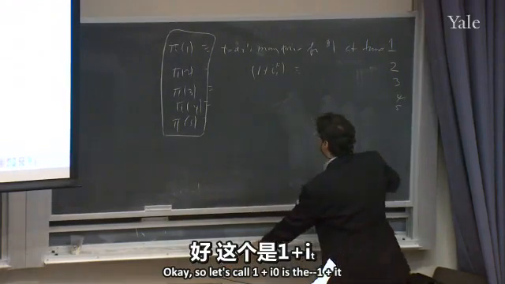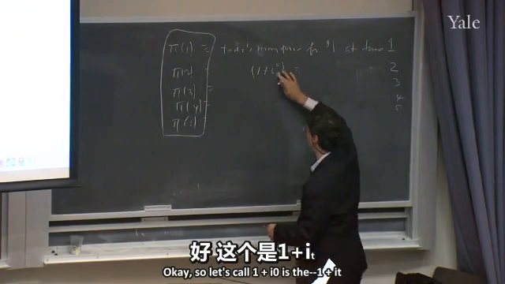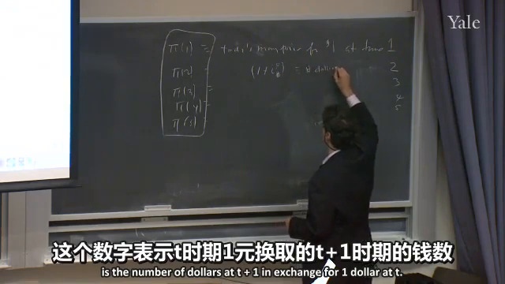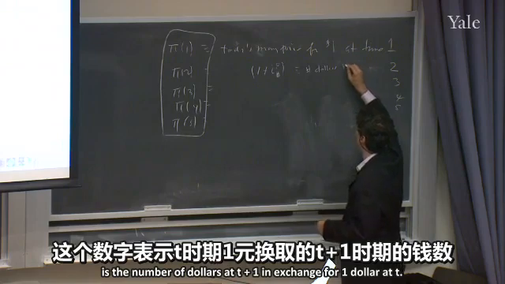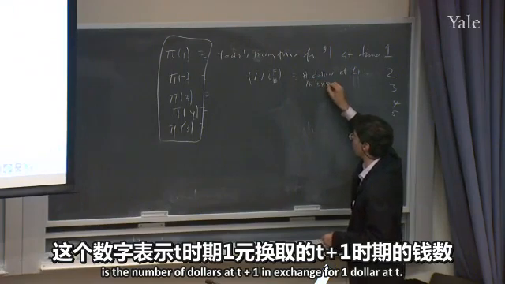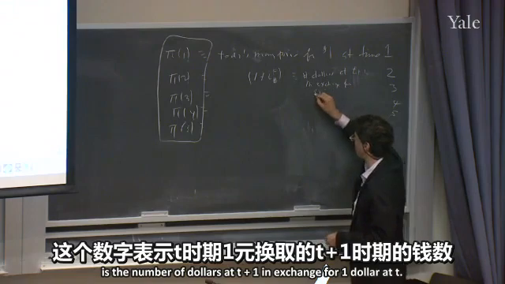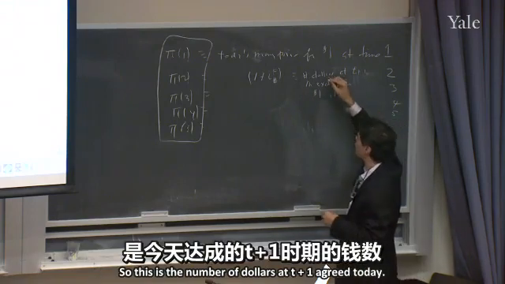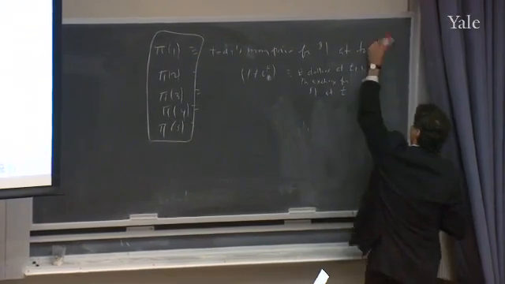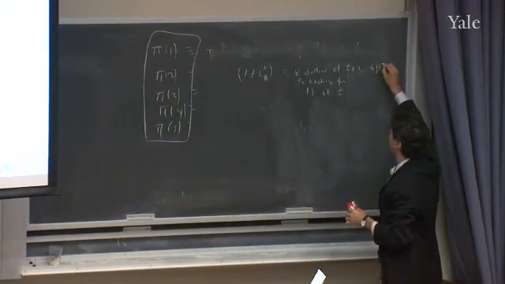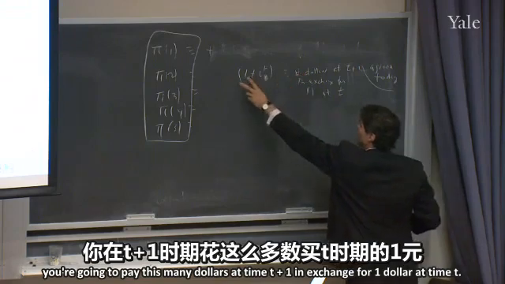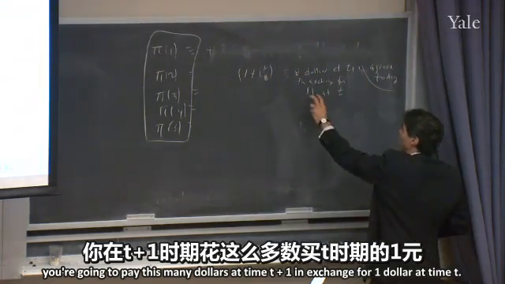Okay, so let's call 1 plus I_t the number of dollars at t plus 1 in exchange for $1 at t. So this is a number of dollars at t plus 1 agreed today. We agreed today that you're going to pay this many dollars at time t plus 1 in exchange for $1 at time t.